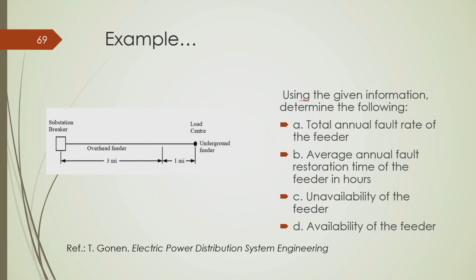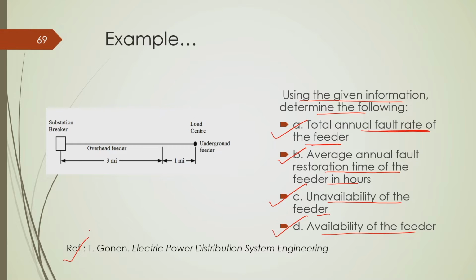Now, using this information, you are supposed to determine the total annual failure rate or total annual fault rate of the feeder. Question number A. Question number B is average annual fault restoration time of the feeder, and question number C is unavailability of the feeder, and question number D is the availability of the feeder. This problem I took from Gonen book.